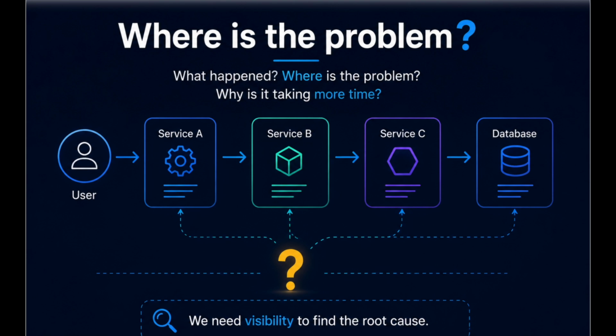Now, in a real application, a request may go through multiple services. For example, it might go through service A, service B, service C, and then finally reach the database. So, where exactly is the problem? Is one of these services taking more time? Is there a problem with the database? And most importantly, how do we find the root cause?